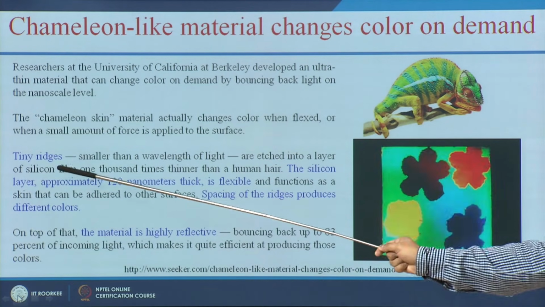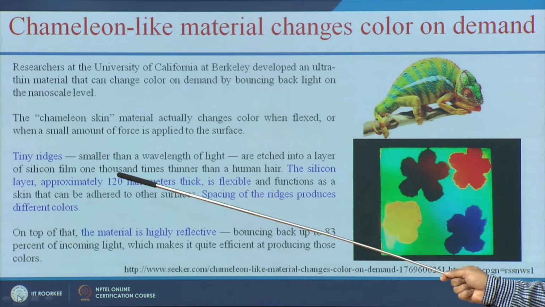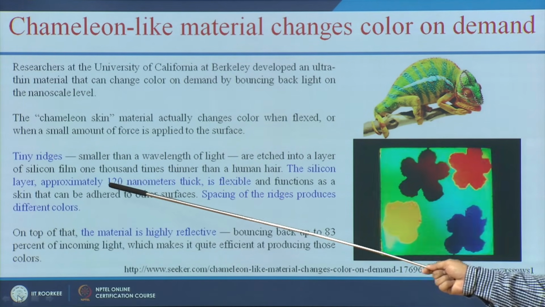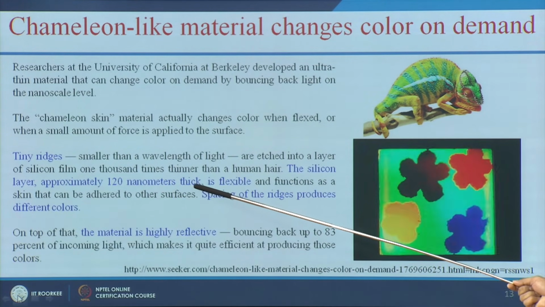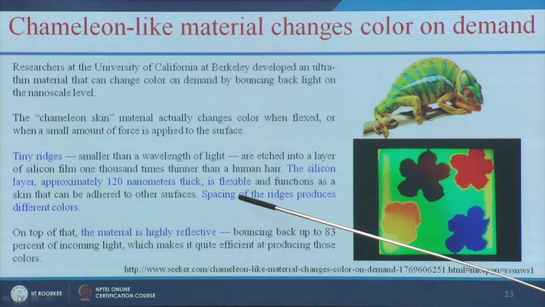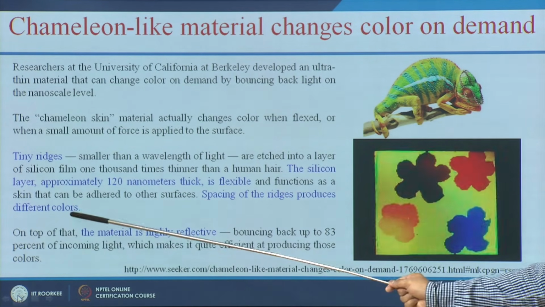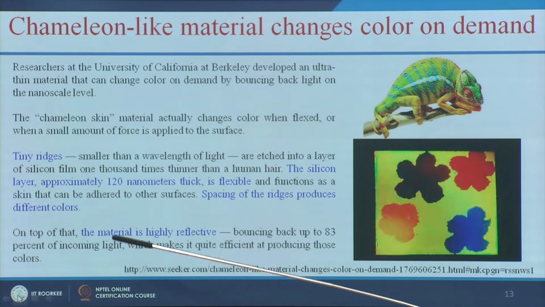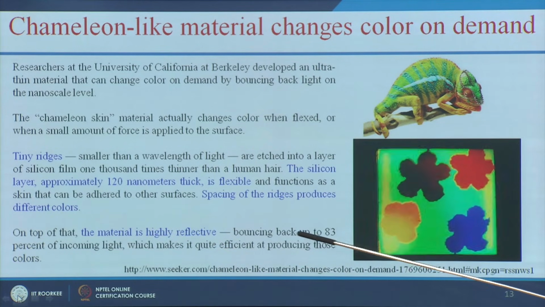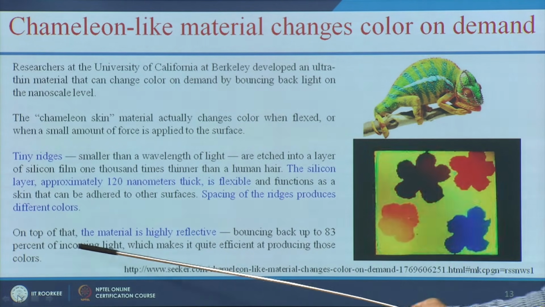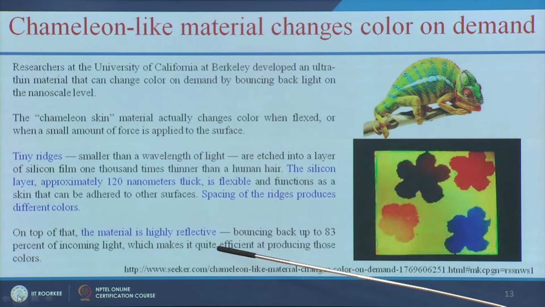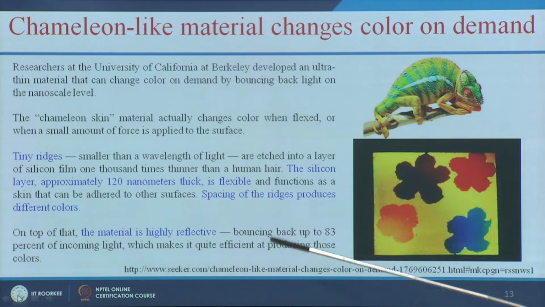This material is made up of small tiny ridges, and it is made of a silicon layer approximately 120 nanometers thick, and again it is flexible. The spacing of the ridges produces different colors, and another important property of this material is that it can bounce back up to 83% of incoming light, which makes it quite efficient at producing those different kinds of colors.